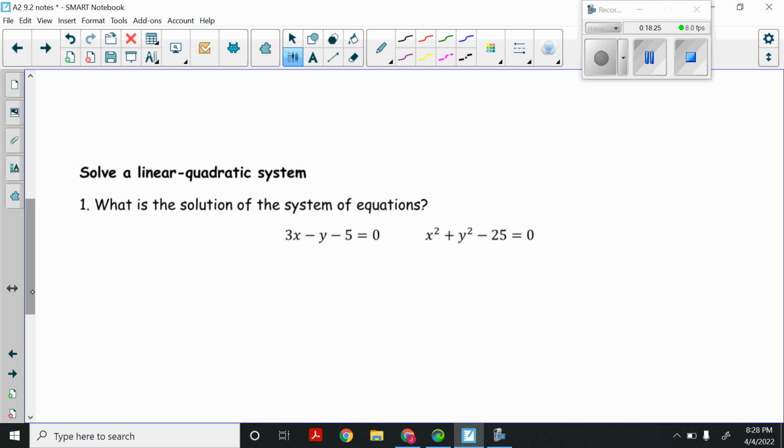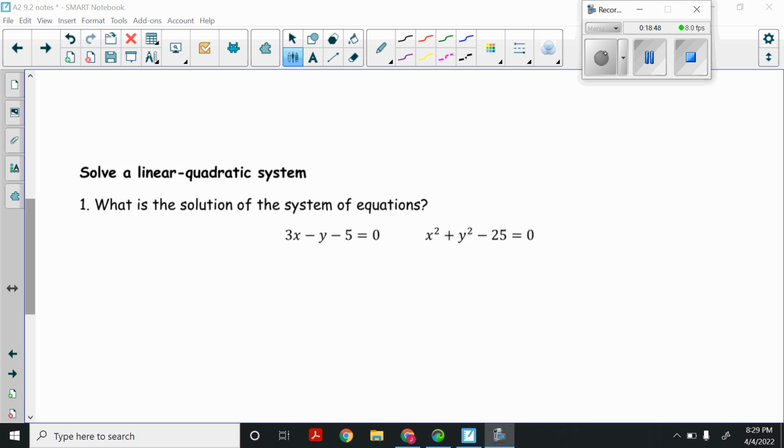So now we're going to solve a linear quadratic system. It says, what is the solution of the system of equations 3x minus y minus 5 equals 0 and x squared plus y squared minus 25 equals 0? So remember that to solve a system of equations, I can either do substitution or elimination.